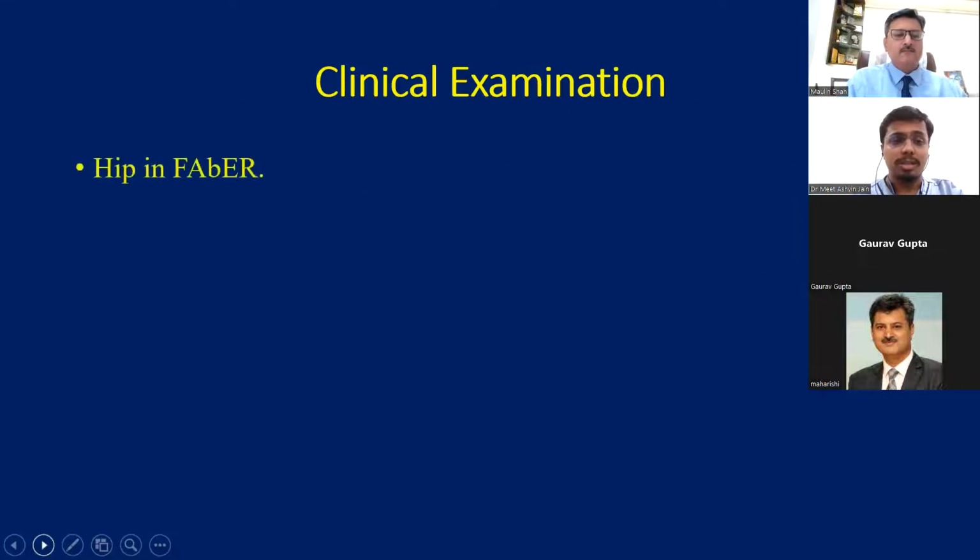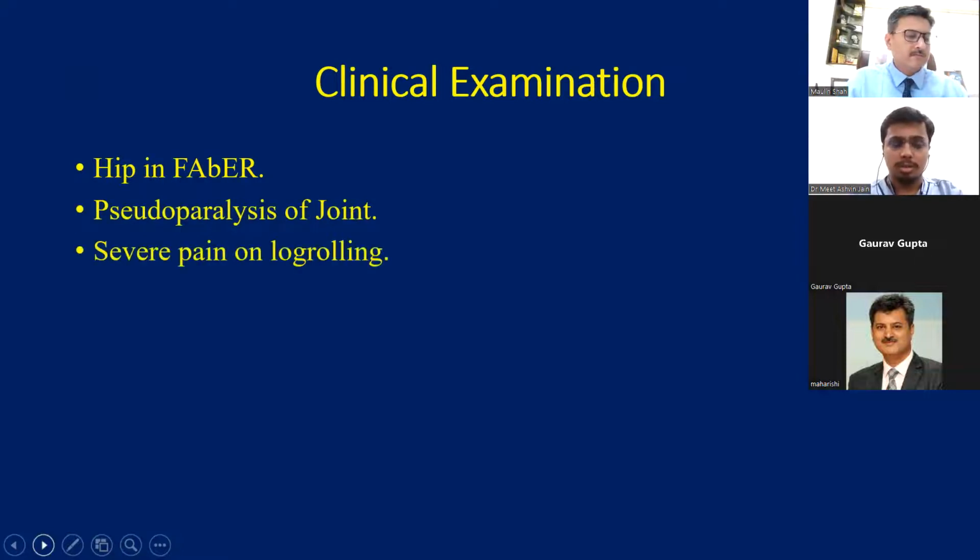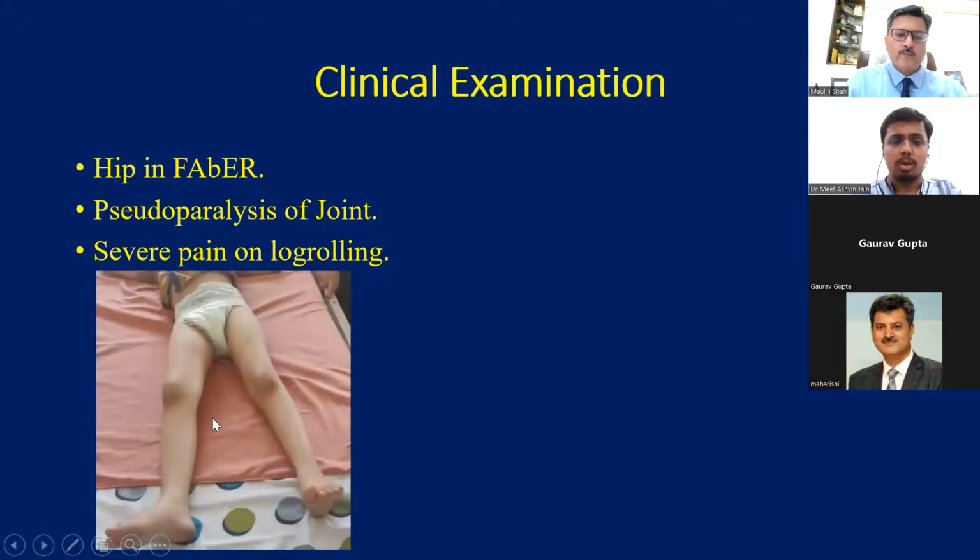On clinical examination, patient A had his hip in flexion, abduction, and external rotation position. There was pseudoparesis of the joint, and severe pain was present on log rolling. As we can see in the image, the right thigh is nearly twice the size of the left.